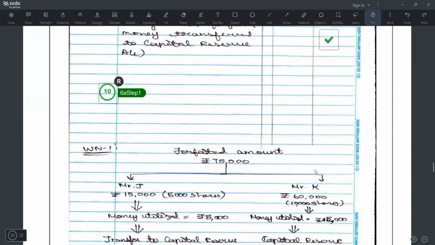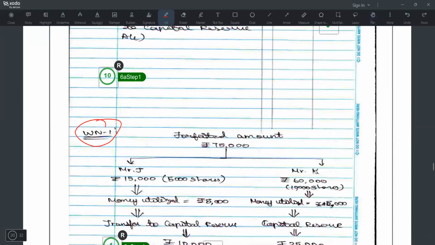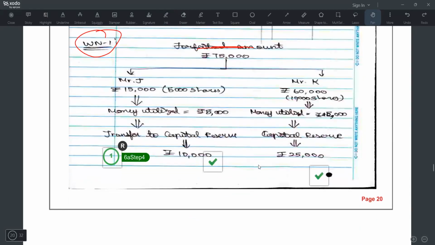Each and everything should be precisely formatted along with the main working notes regarding the fixed asset account. How you are going to utilize those furniture amounts, what amount you are going to utilize for capital reserve, everything is done. For that step, they are going to provide 1 mark. 1 mark is there for those steps.